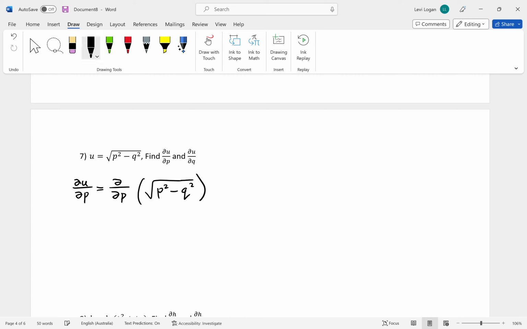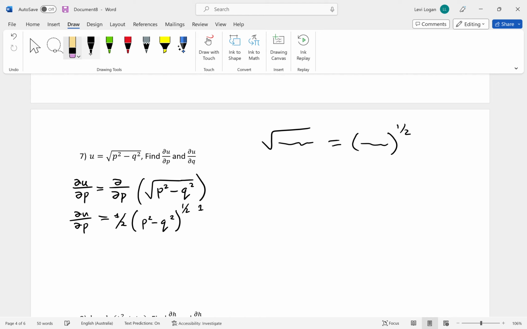So what am I going to do? I'm going to differentiate the outside. Recall square root of blah blah blah is the same as blah blah blah all to the power of a half. So where we differentiate the outside, we bring the half down the front, so we have a half, still have the inside, p squared minus q squared, to the power of a half minus 1, the same as negative a half.